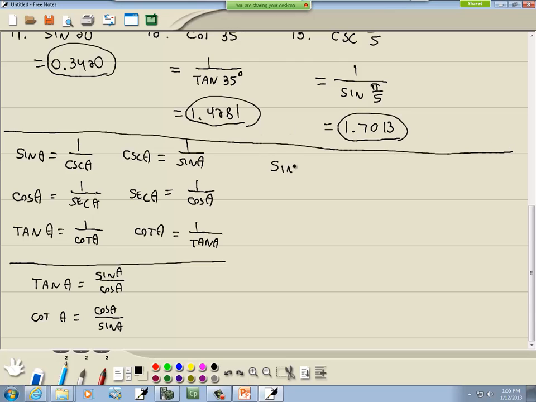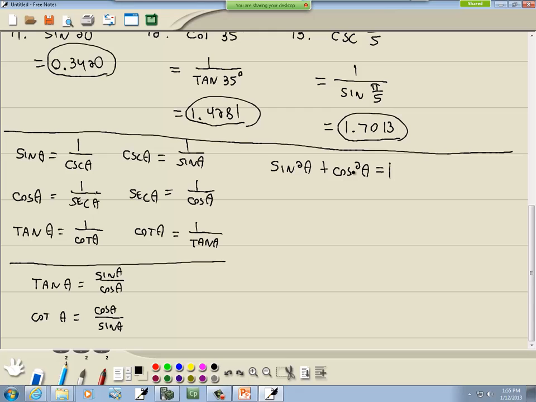And the first one is sine squared plus cosine squared is equal to 1. Now this is the only one I actually have memorized. From this one, whether I write it down or whether I envision it in my head, I can easily come up with the other ones.